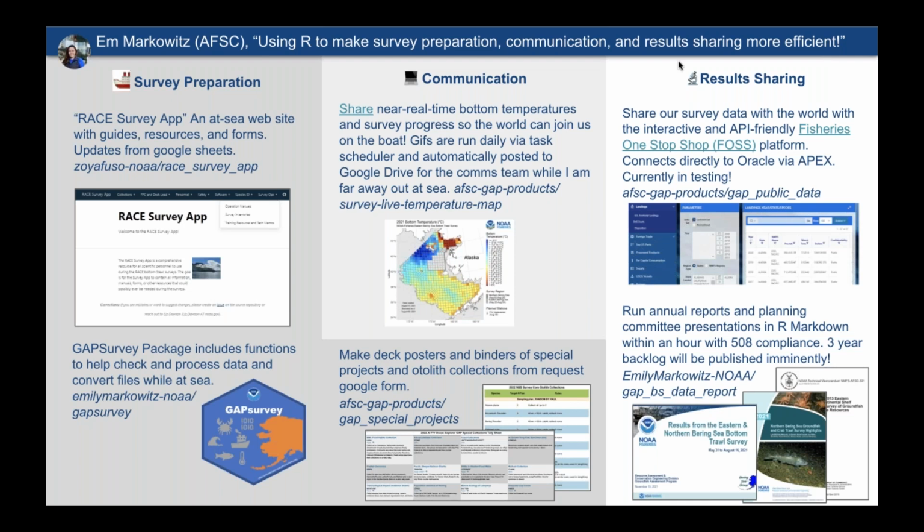And so it's all contained in there into nice, neat functions that have a lot of documentation and examples associated with them. We even have our project that's used to create our deck posters and binders about special projects and otolith collections. And we just take that directly from the Google form request form that my other colleagues prepare and send out. And so that creates posters on a dime, and we can send that out to get printed at a moment's notice. And the content in there is checked and clean and thoughtfully sorted into those structures.